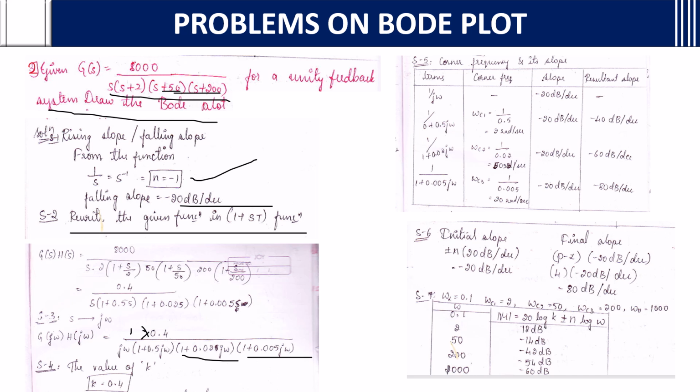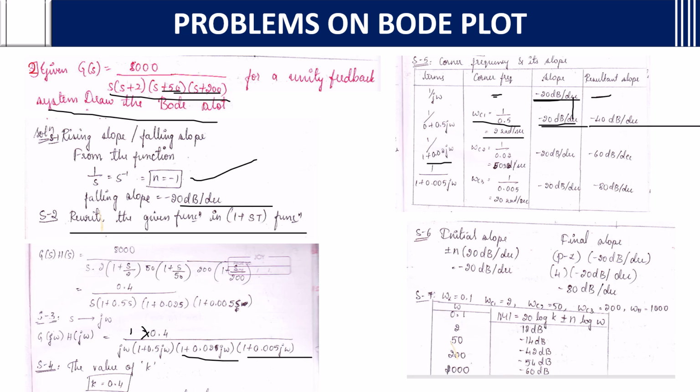For the first factor there is no corner frequency, so the slope is minus 20 dB itself, as it is a pole. No resultant slope change for the initial one. For the second, the corner frequency will be 1 by 0.5, that is 2 radians per second, and the slope is minus 20 dB by decade as it is a pole. If you add these two poles, the previous one and the present one, you get a resultant slope of minus 40.